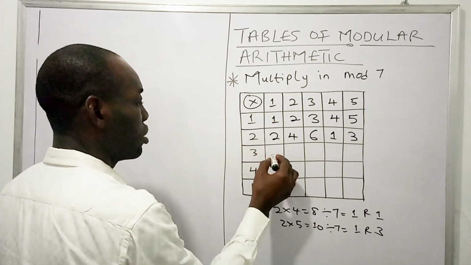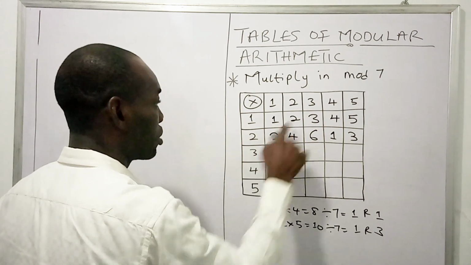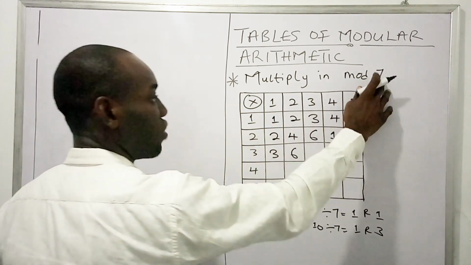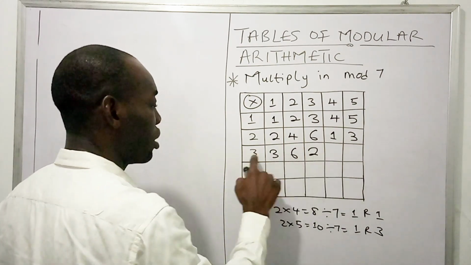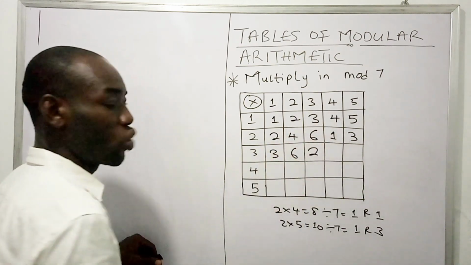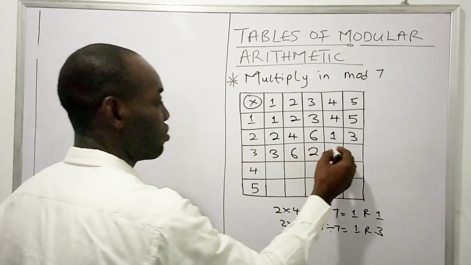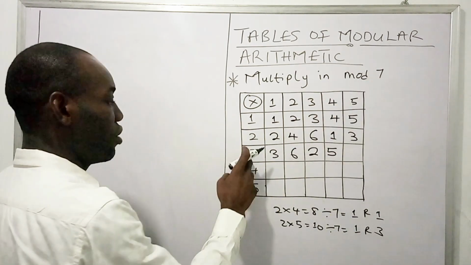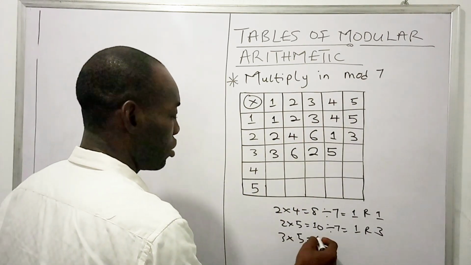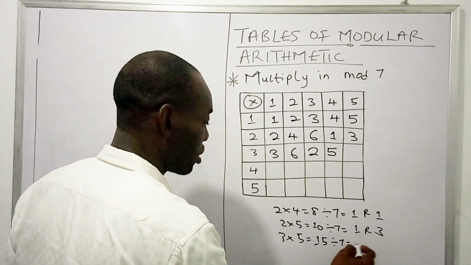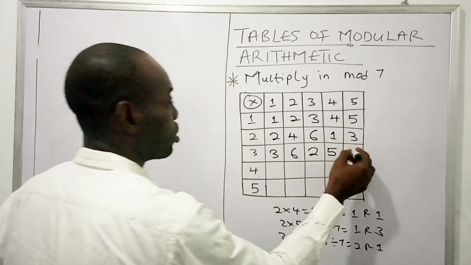3 times 1, that will give us 3. 3 times 2, that is 6. 3 times 3, that is 9. We divide by 7, that's 1 with the remainder of 2. We put the remainder here. 3 times 4, that's 12. We divide the 12 by 7, that will give us 1 with the remainder of 5. So the remainder is 5. 3 times 5, that's 15. Now we divide the 15 by 7, that will give us 2 with a remainder of 1. So the remainder is what we place here.